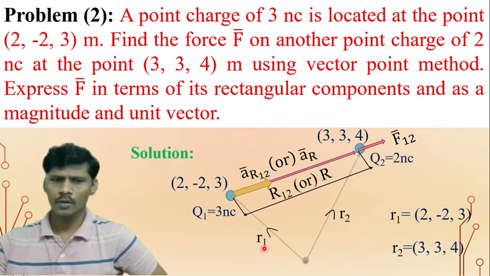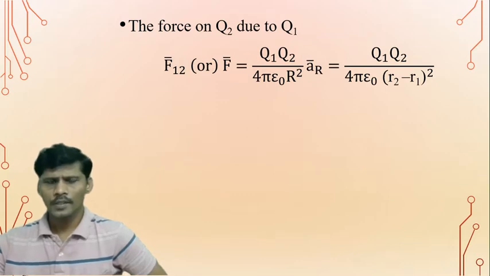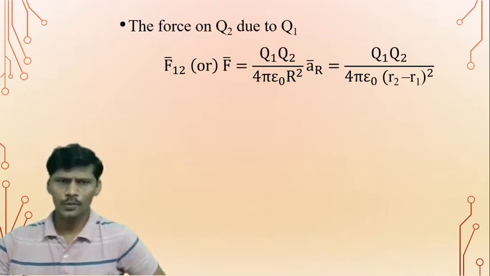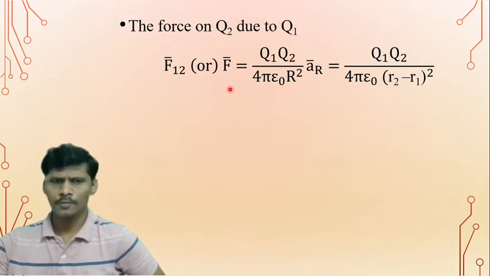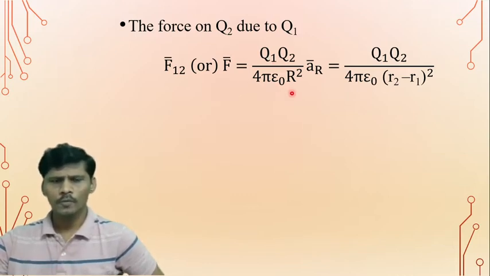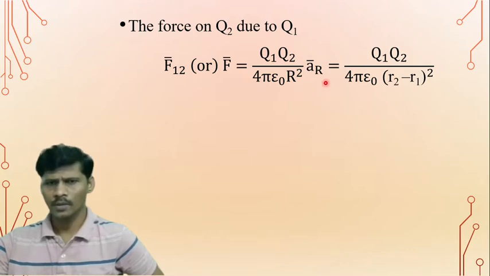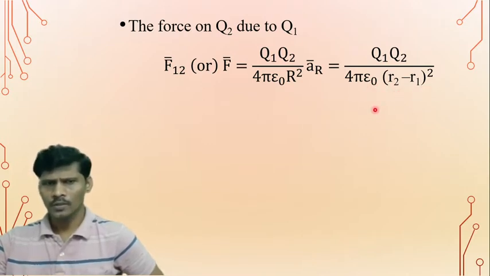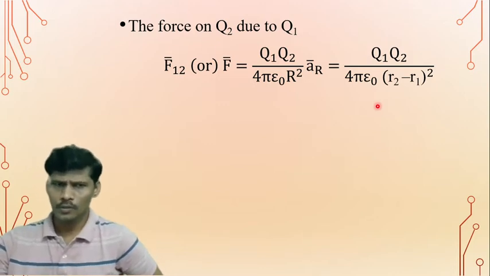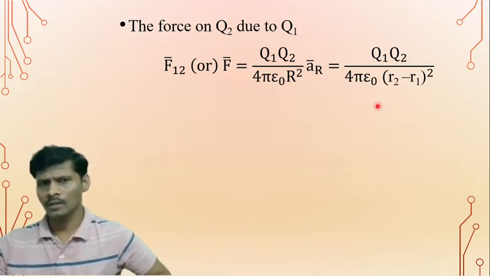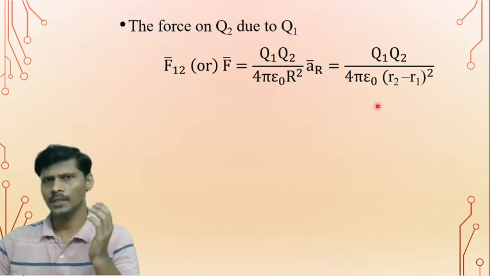So given data: the position vector r1 is equal to (2, -2, 3) and the position vector r2 is equal to (3, 3, 4). According to Coulomb's law, the force on charge Q2 due to Q1, F bar or F12 bar, is equal to Q1 Q2 by 4 pi epsilon naught R square into AR bar, or in another expression, Q1 Q2 by 4 pi epsilon naught |R2 minus R1| whole square. So this is the force on charge Q2 due to Q1. This equation was already derived in previous classes.